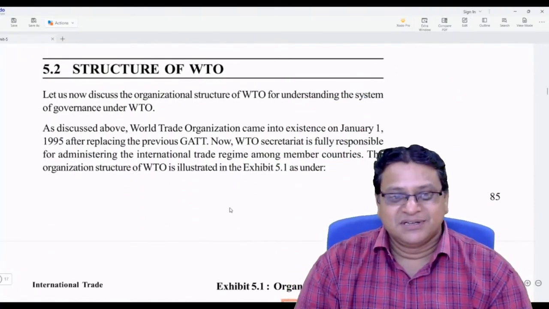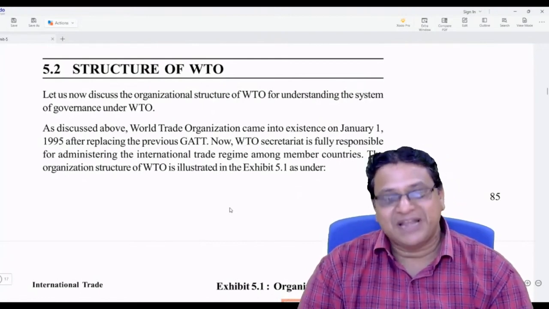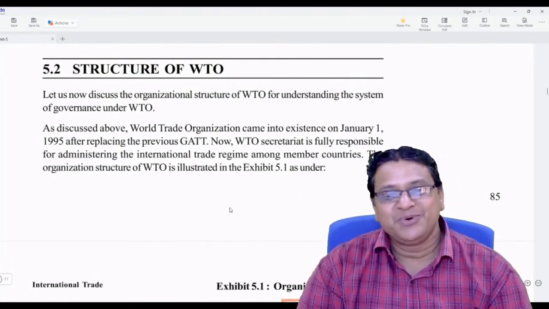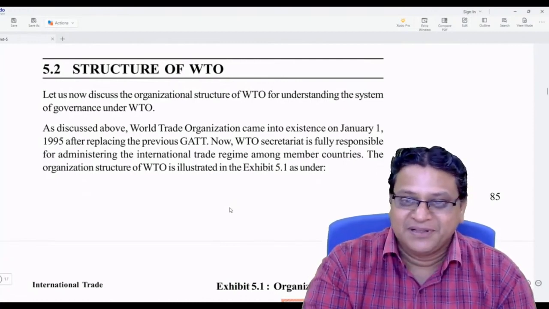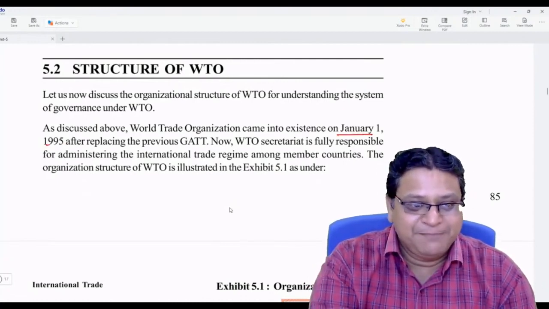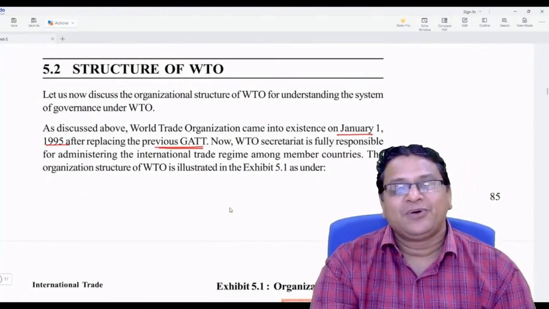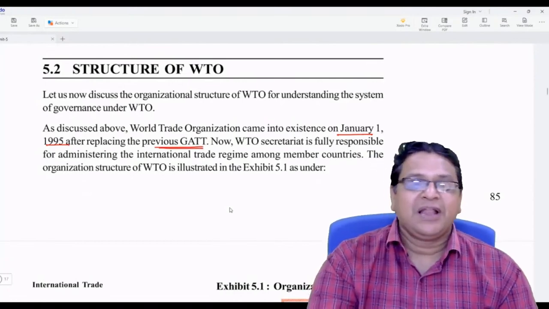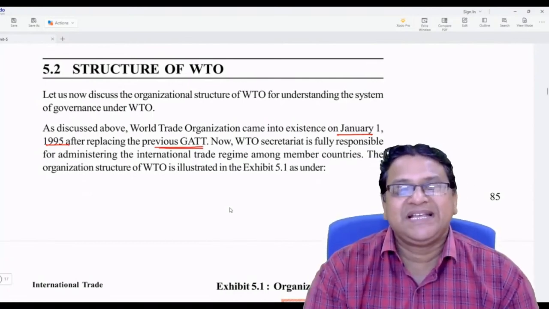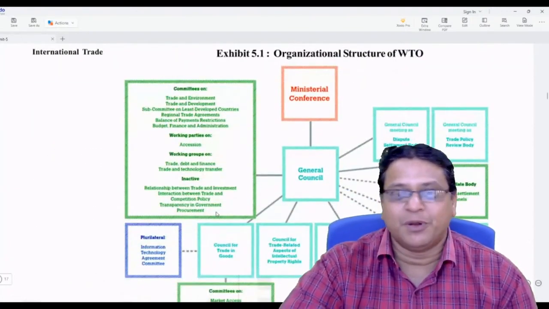Next, we will discuss something called the structure of WTO. How WTO is framed. I have already discussed that WTO came into existence on January 1, 1995, and it replaced the previous GATT agreement. Now WTO is a permanent institution. Today we will discuss what is the structure of WTO. What is the main structure of WTO?